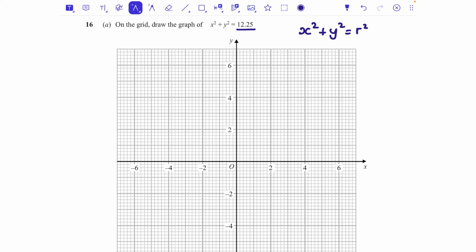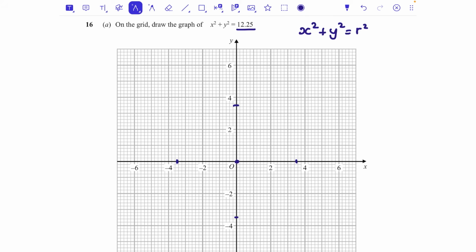So in my calculator, I'm typing the square root of 12.25, and that is 3.5. Now, for the purpose of GCSE, you're only ever going to see circles centred at the origin. And I know that it's going to go up to 3.5, which is here, out to 3.5, which is here, down to minus 3.5, which is here, and across to minus 3.5, which is here. And you're going to make that into a really nice circle using your compass.